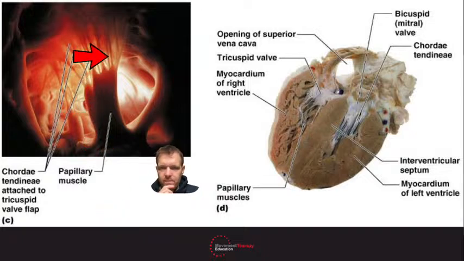So the papillary muscles and then the chordae tendineae. So we were having a look at those working in real life as the heart was beating. So that was really, I mean, that's just a fascinating video, that one.